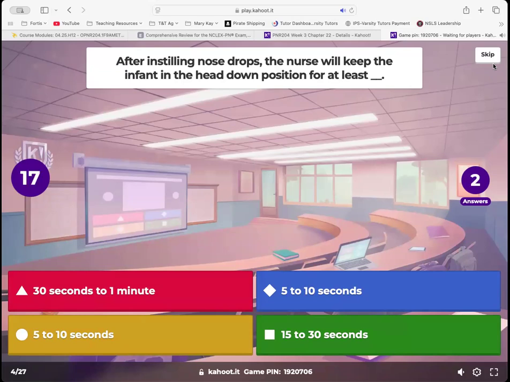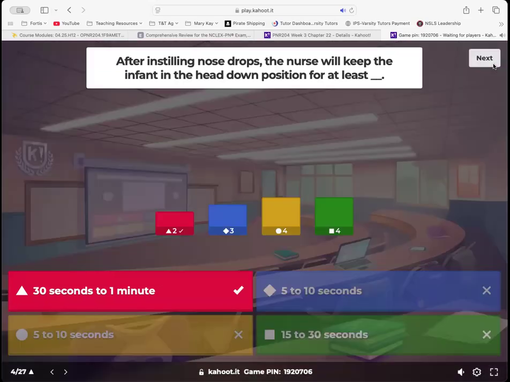That head down position means we're laying. So we're going to keep them with that head back for 30 seconds to a minute so those nose drops can make it back into those sinuses where they can be effective.